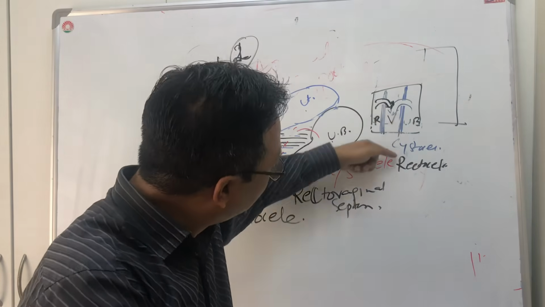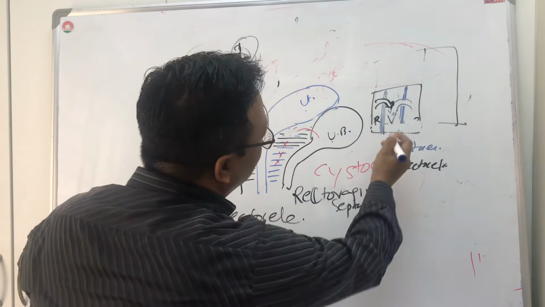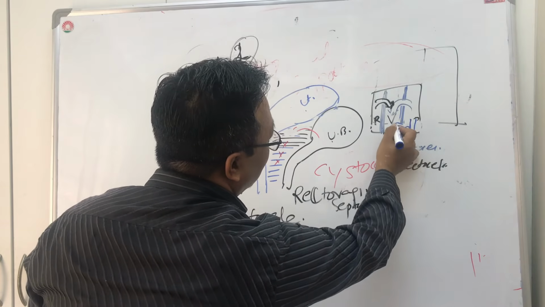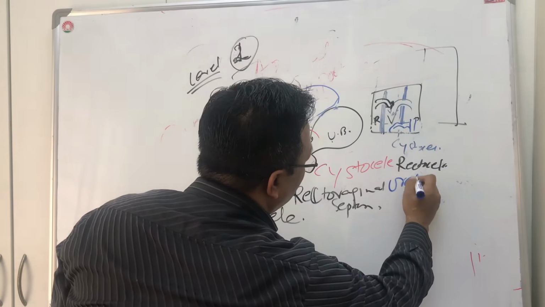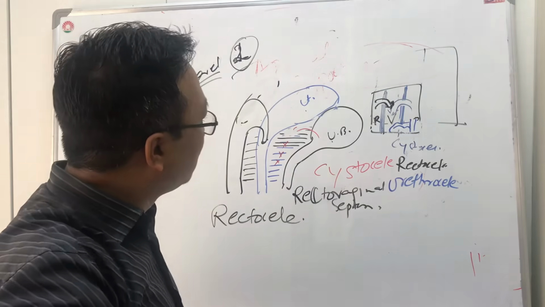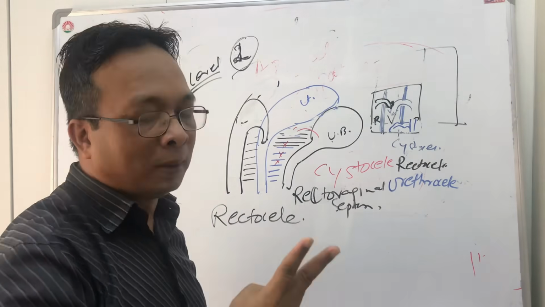If there is a defect lower down in this septum, where the tear is here and here there is the urethra, then the urethra can come out, which is called urethrocele. So when there is a level 2 damage, it can cause 3 problems.